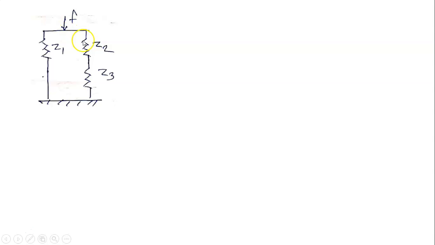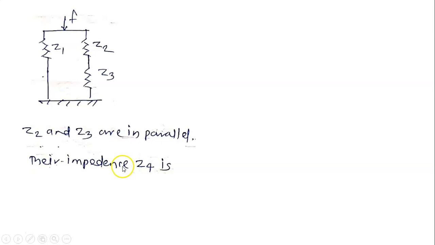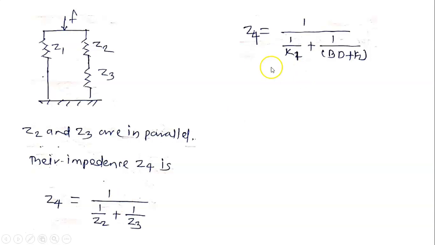Force F is acting here. Therefore, Z2 and Z3 are in parallel. Therefore, their impedance Z4 is given by Z4 is equal to 1 divided by 1 upon Z2 plus 1 upon Z3. Substituting the values of Z2 and Z3, we are getting Z4 is equal to 1 divided by 1 upon K1 plus 1 upon BD plus K2.